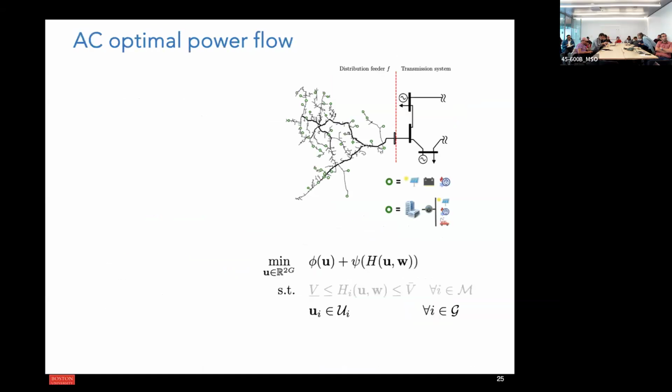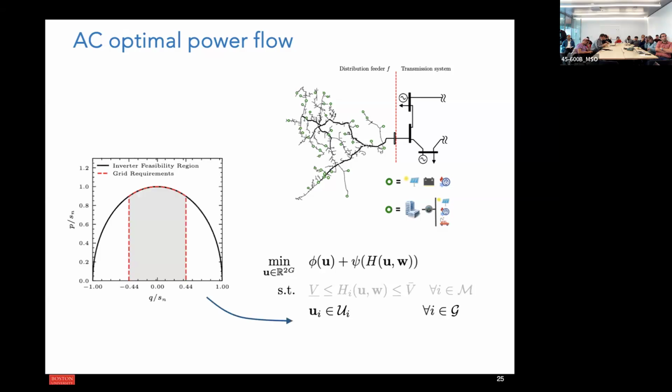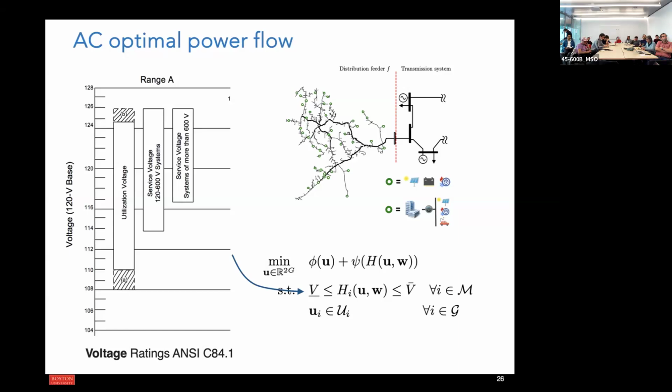Now, based on this, the problem that I'm formulating is going to be an instance of the so-called AC optimal power flow, where I'm trying to minimize the cost associated with the active and reactive powers of the DERs and the cost associated with the voltage magnitudes. But then I'm going to be considering constraints on the operating region of my inverters, right? So this is the classical requirement. I think this is in Europe. And then I'm going to be considering constraints on the voltage magnitudes, according to the well-known standards. For example, this can be 0.95 pu, 1.05 pu. So this is my target problem.